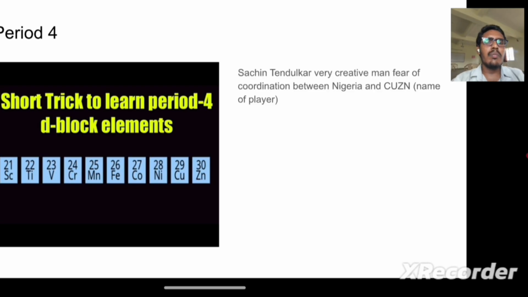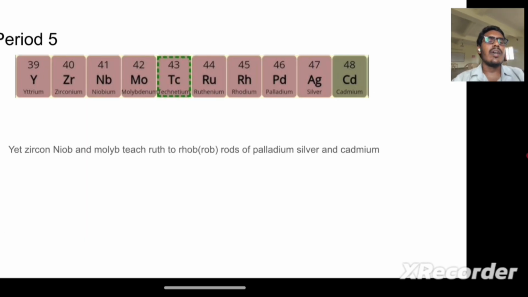Now let's move on to period 5. These are the elements in period 5: yttrium, zirconium, niobium, molybdenum, technetium, ruthenium, rhodium, palladium, silver and cadmium. These are the elements in period 5.